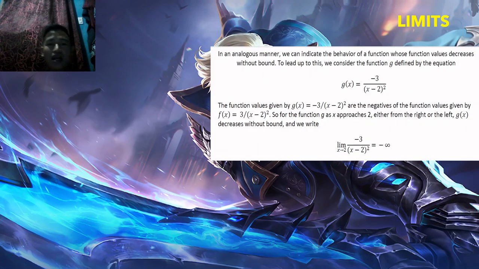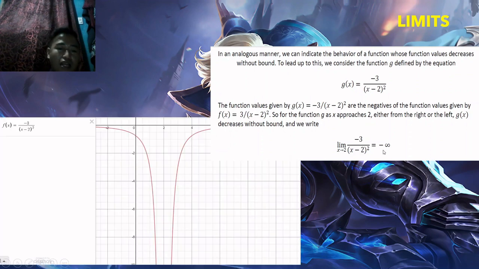In an analogous manner, we can indicate the behavior of a function as function values decrease without bounds. If g of x is negative 3 over x minus 2 squared, then its limit is negative infinity. Let's look at the graph of f of x equal to negative 3 over x minus 2 squared. It goes toward negative infinity as x approaches 2, whether 2 minus or 2 plus.